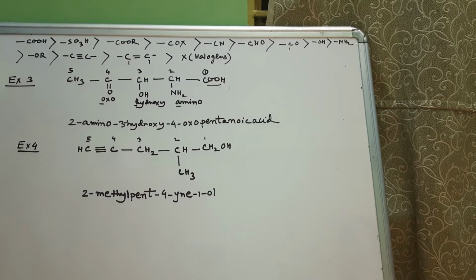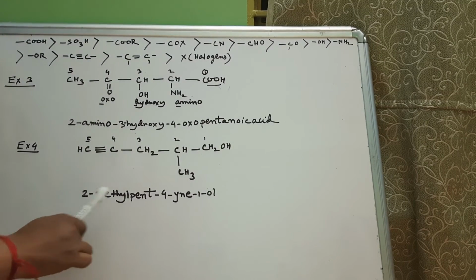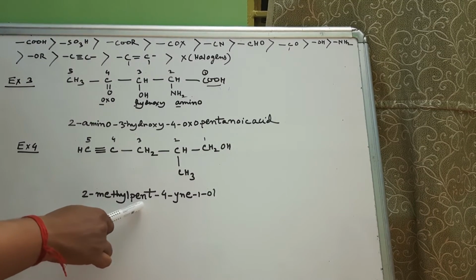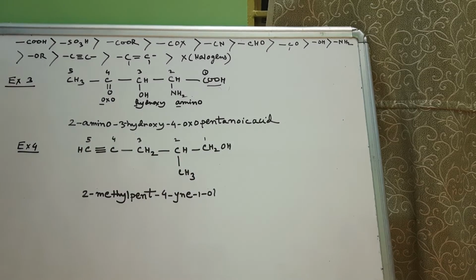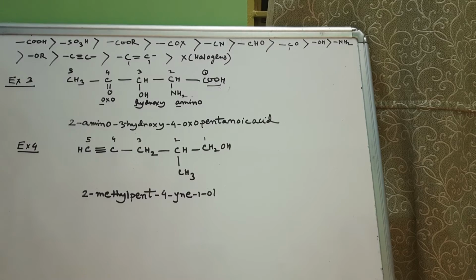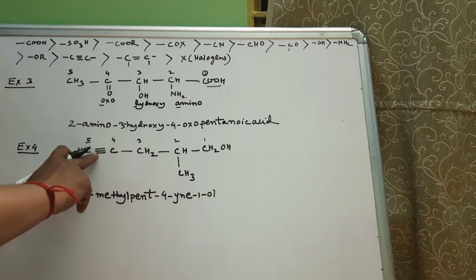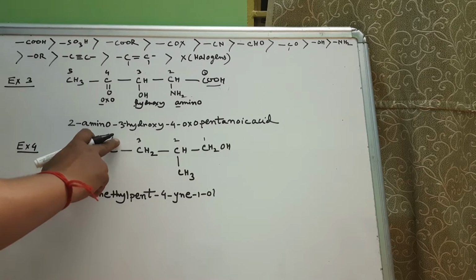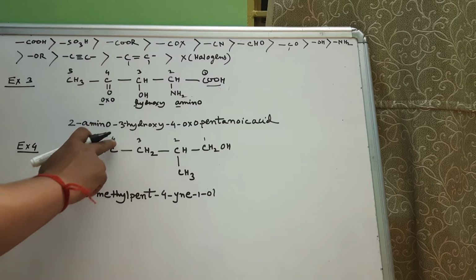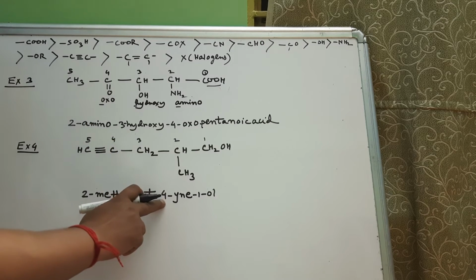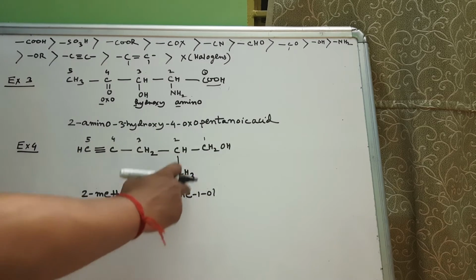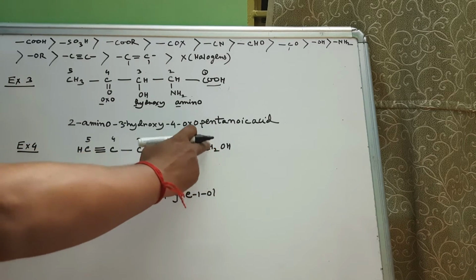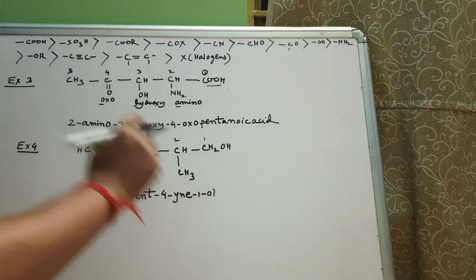Okay, so 2-methylpent. Why is it pent? Because the long chain contains 5 carbon atoms, so it is pent. And the triple bond will start from carbon 4, so it is 4. And because of the triple bond, it is yn, and the OH group is attached to the first carbon atom, so it is 1-ol.